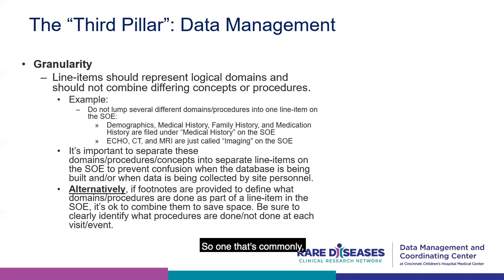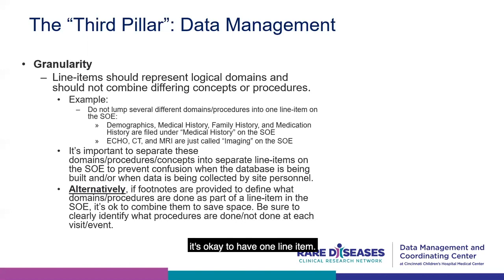So domains that are commonly combined are demographics, medical history, family history, and medication history. They might get combined under medical history. It might be better to list those out as line items because they are differing concepts. And another example would be echo, CT, MRI. They're all imaging. They could be labeled under imaging, and we might not know what type of imaging needs to be done and what forms need to be built relative to that line item.